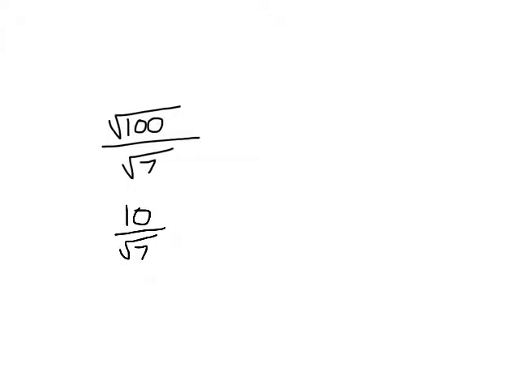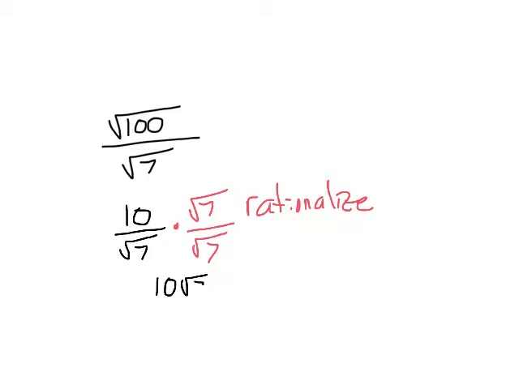What we have to do in this case is rationalize, because we don't like to have irrational values in our denominators. To rationalize it, I'm going to multiply numerator and denominator by radical 7. And what that does is my numerator is now 10 radical 7. The denominator, when I multiply a radical by itself, the answer is the radicand. So radical 7 times radical 7 is 7. And you end up with 10 radical 7 over 7.